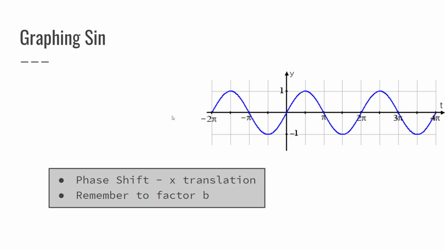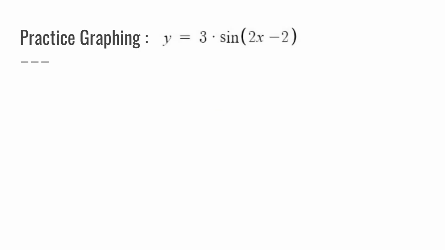Think of phase shift as a horizontal translation. This graph is not phase shifted at all because it's the parent graph, but you just want to remember phase shift means a horizontal translation. So let's hop into a practice for graphing, because this will be the best way to understand what's going on here. We have this function y is equal to 3 times the sine of 2x minus 2.